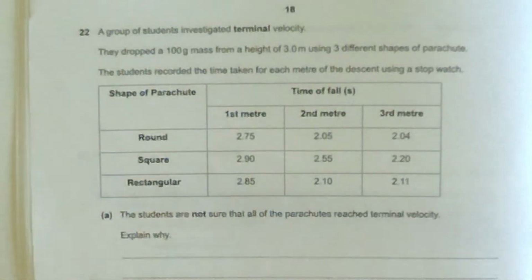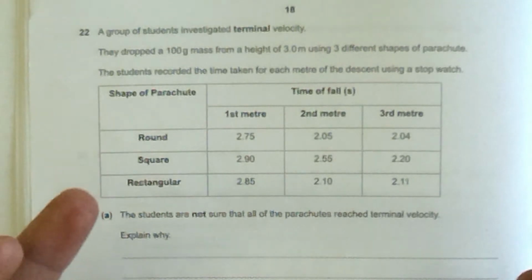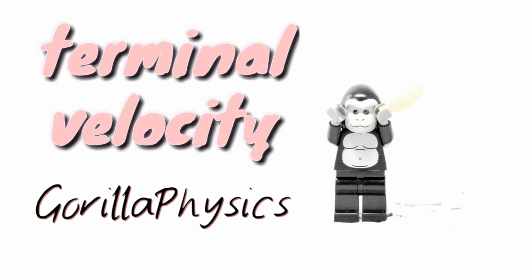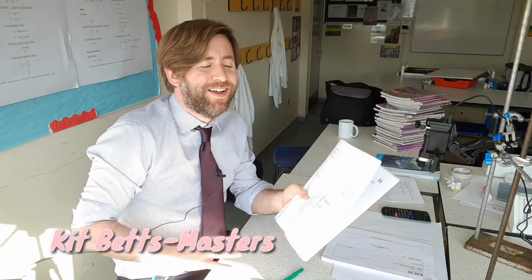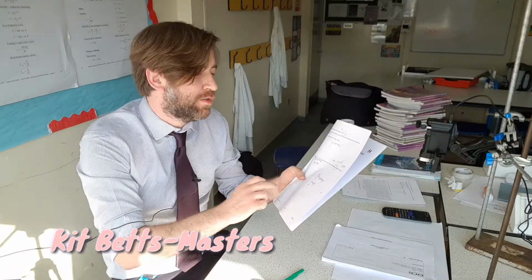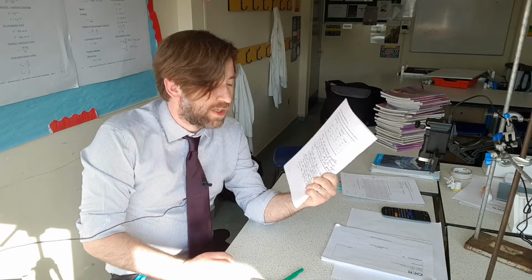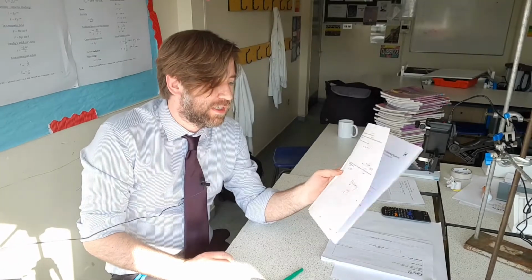This question is about concluding and evaluating on some experimental data, and these are typically some of the hardest ones. Hi there, I'm just running through this OCR Gateway paper, and this one is about terminal velocity, an experiment to do with terminal velocity. There are some evaluative questions in here which are quite tricky, and there's also a free body diagram question.